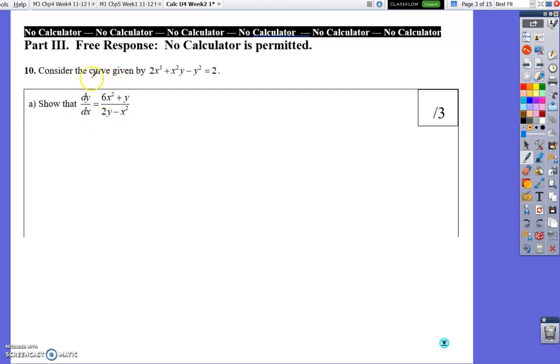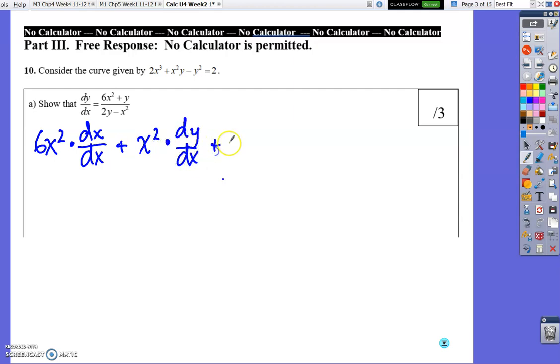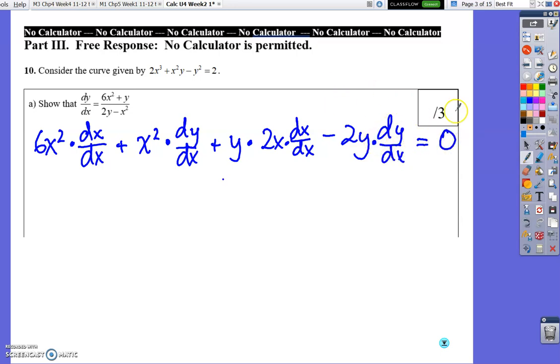We are going to use this for the rest of the pieces, though, because it is much easier to use than the actual derivative. But we're going to go ahead and take the derivative implicitly of this. So we've got 6x squared times dx, plus, this is a product, so the first times the derivative of the second, dy dx, plus the second, y, times the derivative of the first, 2x dx, minus 2y dy dx equals the derivative of 2, which is 0.